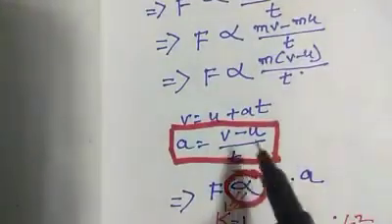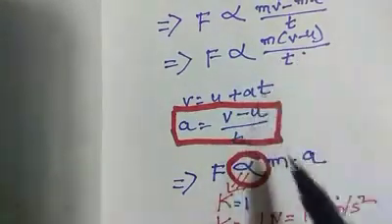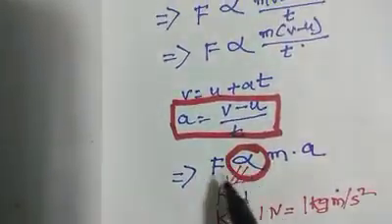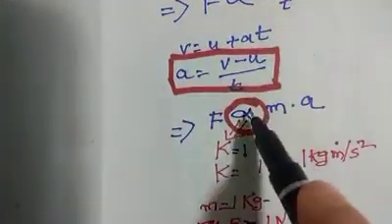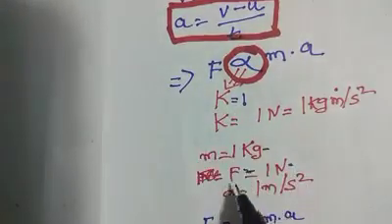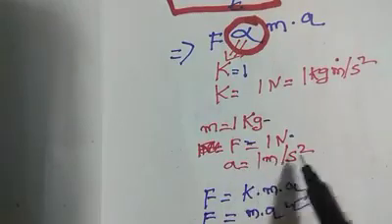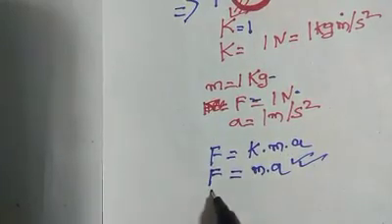With the formula we deduced earlier for acceleration, we rewrite this as a equals (v minus u) by t, where a is acceleration. So we get that F is directly proportional to m times a. Now, in order to remove this proportionality sign, we assume a constant k, with mass as 1 kg, force as 1 Newton, and acceleration as 1 meter per second square, which multiplied gives 1. So force equals kma, with k being 1, and here we arrive at the final conclusion. This is how we derived F equals ma.